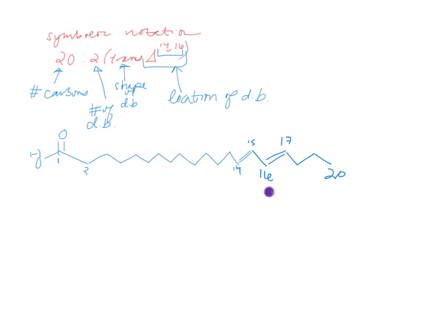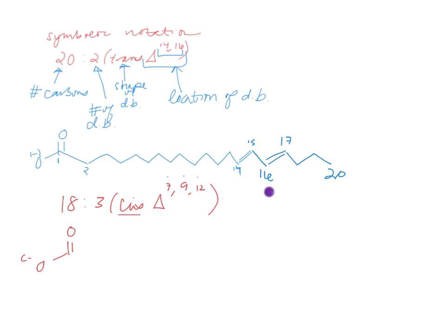Let's just do one more for practice. I'll do it in a different, let's do 18:3 cis delta 7, 9, and 12. All right, so we have 18 carbons total, 3 double bonds, and the double bonds are at carbon 7, 9, and 12, and they're all in the cis shape.